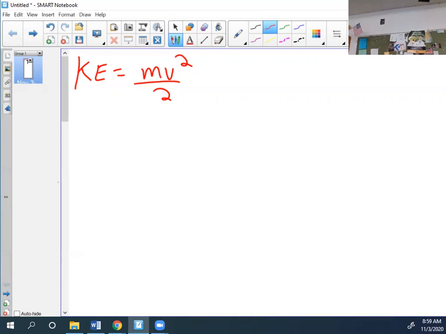Our other equation is GPE, gravitational potential energy, equals mass times gravity times height. So if an object is moving, which equation are you going to use? KE, because if it's moving, you'll have a speed. But if it has some height, you'll use your GPE equation.